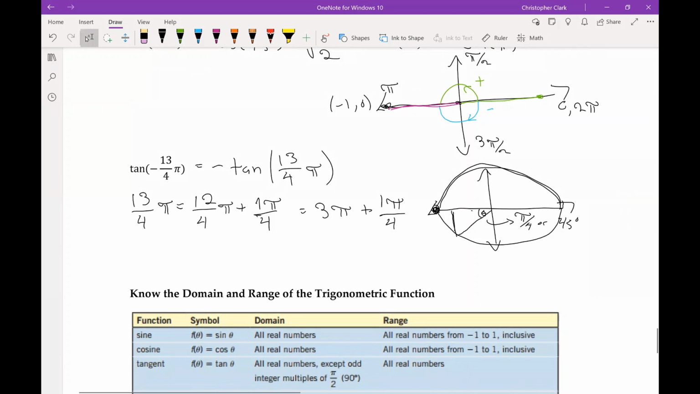Oh, sorry, I went too far. So we'll write this side as 1 over square root of 2, and we'll write this side as 1 over square root of 2. So tangent of 13 pi over 4 is just 1, but then of course it's negative of that because it's an odd function, so we get -1. All right. So that is the end of this worksheet.